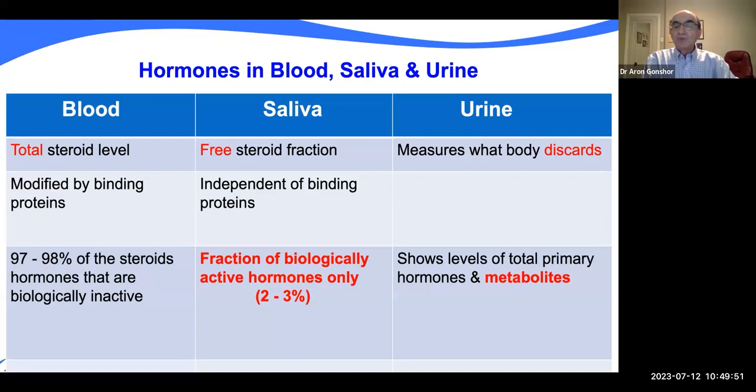Urine, what is the most important? Because remember, urine is what the body discards. So not only is it some of the primary hormone, but it's also showing you the discarded metabolites. And that is extremely important.